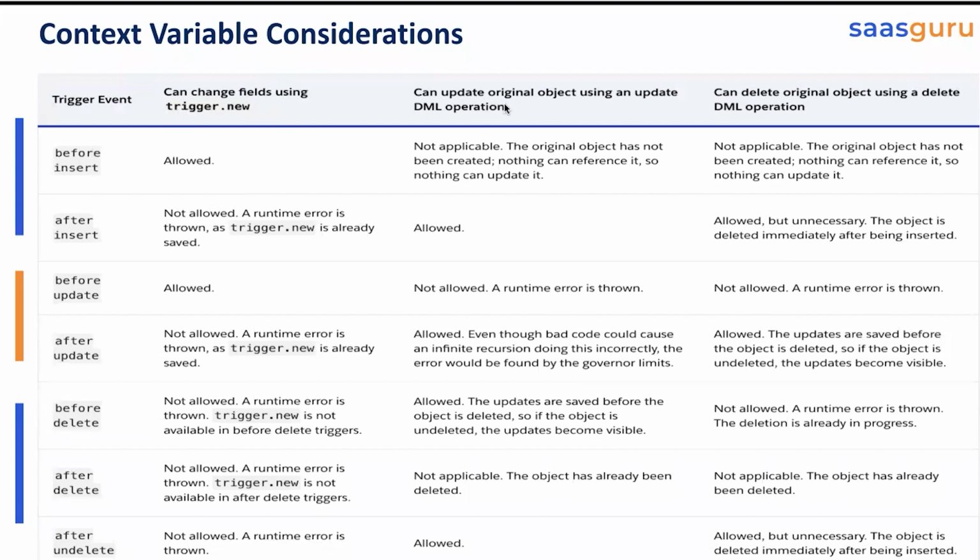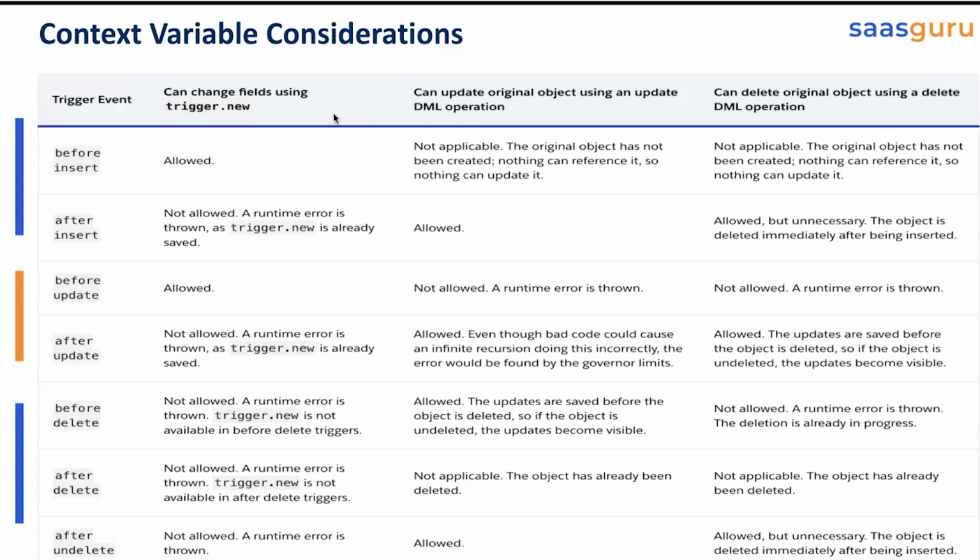Okay. Can we update the original object using update DML? Not applicable. The original object has not been created. Nothing will happen because we are in before insert. So we can't update. It's not applicable. Can we delete the original object using delete? No, because the record is still not created. But if you think of one statement, in before insert the record ID is not generated yet, then you are able to answer all these three calls.